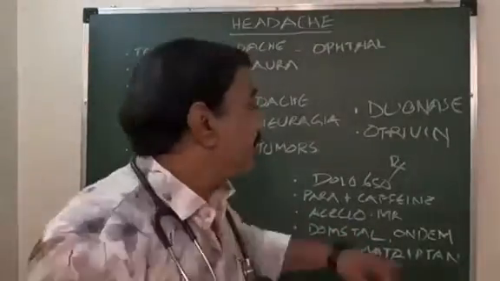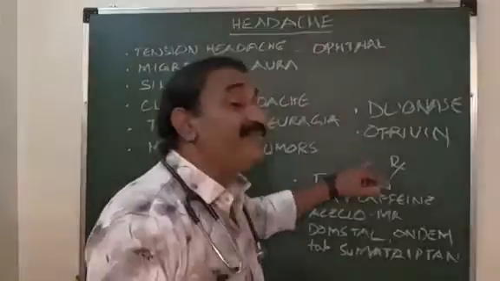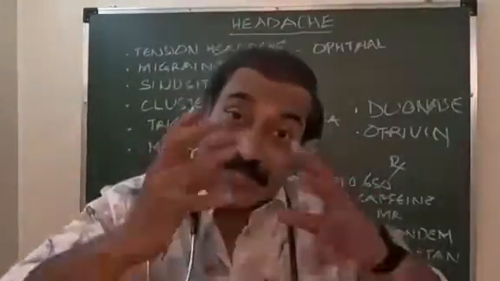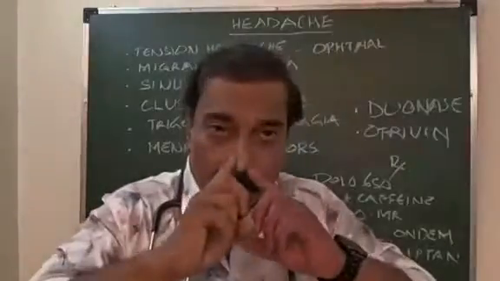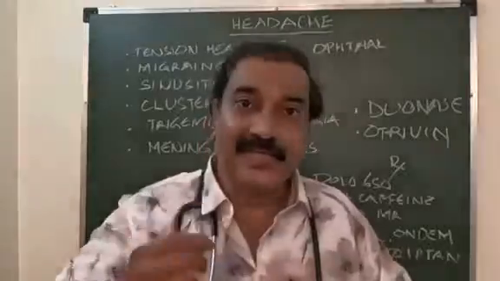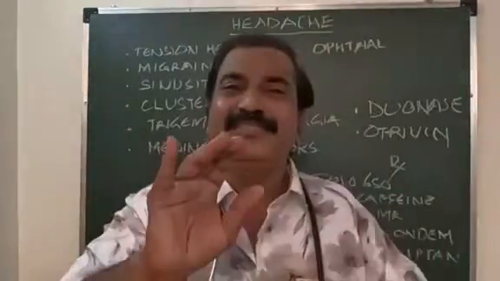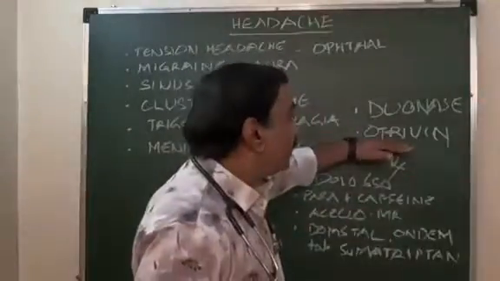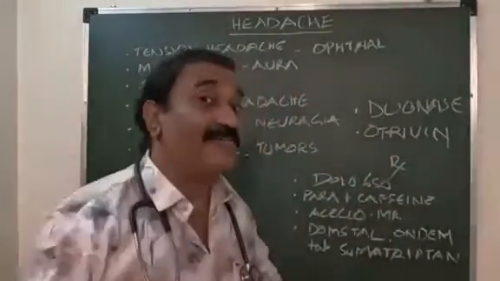Next, coming problem. Otrivin nasal drops or nasal spray: once you have sinusitis and a blocked nose, you can use Otrivin nasal spray or Otrivin nasal drops to get immediate relief from this nasal blockade. This is temporary, but the other one is for prevention of allergy.